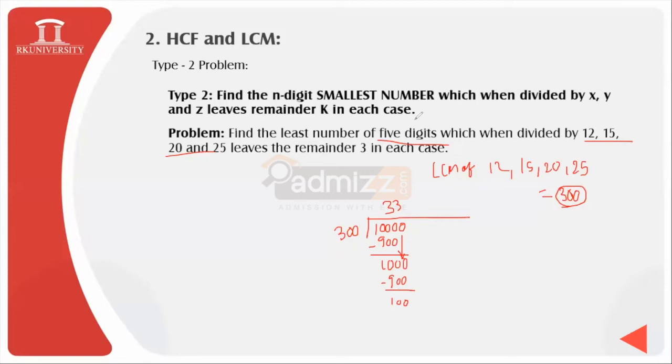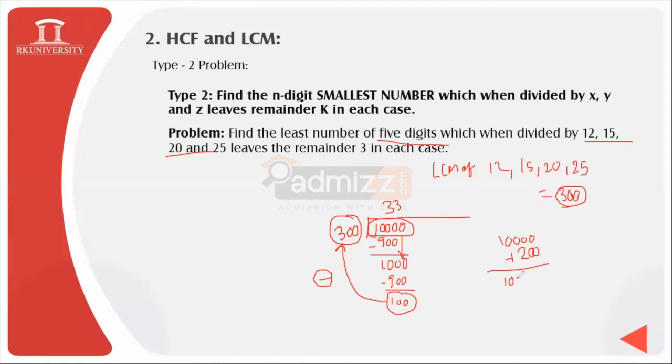Now students, in our previous type, we were subtracting this remainder value from the dividend. In this type, we are not supposed to do the same. What we are supposed to do is subtract this remainder value from this divisor value, which is 300. So 300 minus 100 gives you 200, and then the answer which you obtained as a part of the subtraction, you need to add to your least number of 5 digits known to you, which is 10,000.